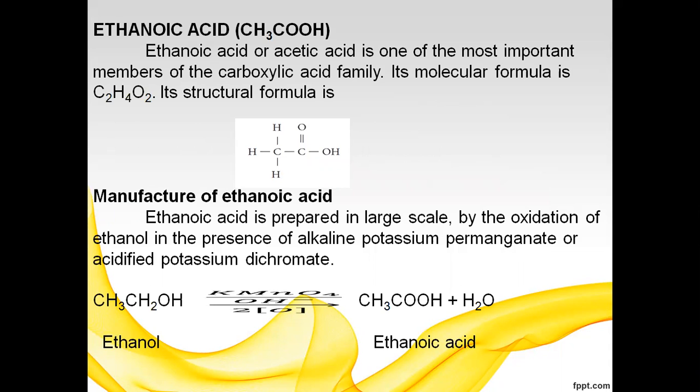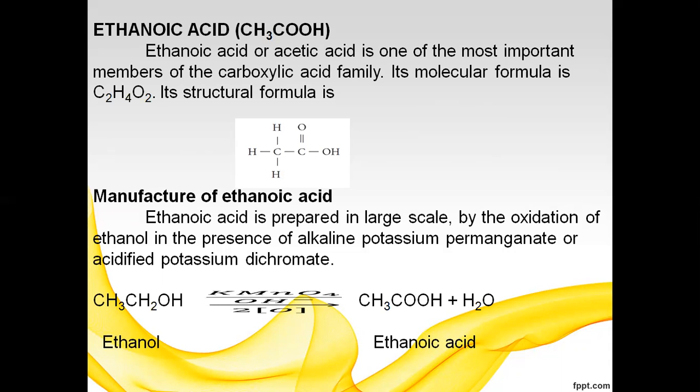Next one is ethanoic acid. The molecular formula is C2H4O2, and this is the structural formula for ethanoic acid. Ethanoic acid is one of the more important members of the carboxylic acid family. It is also called acetic acid.